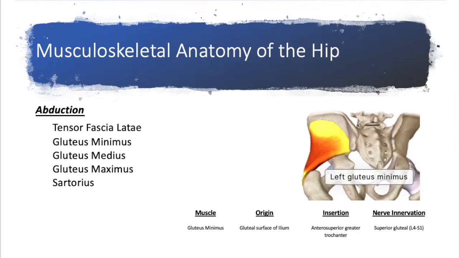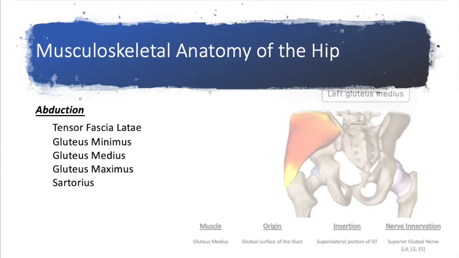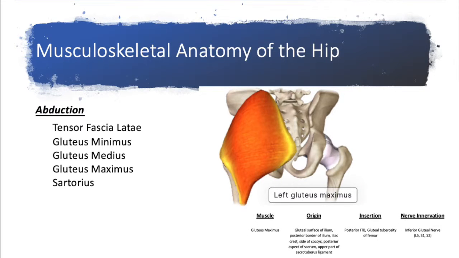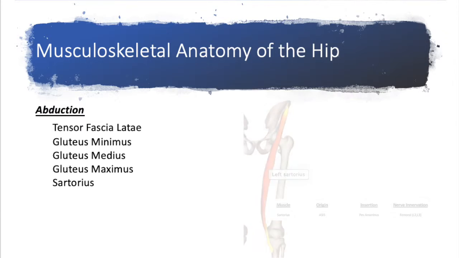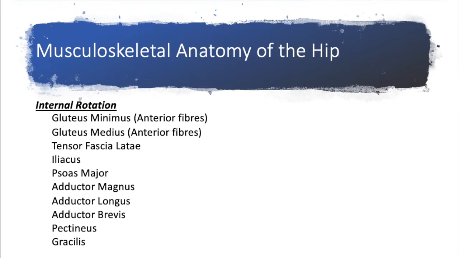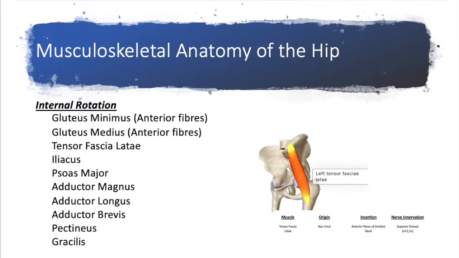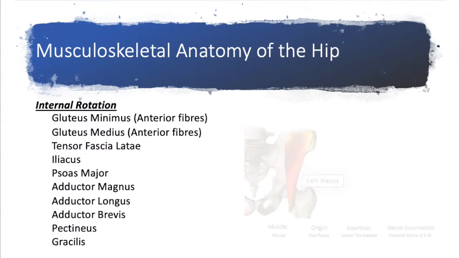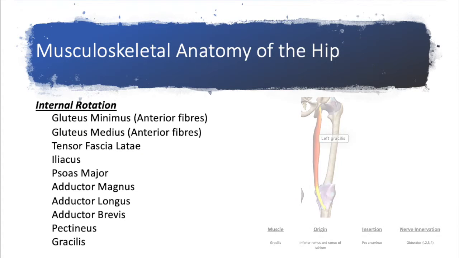Gluteus minimus, which originates at the gluteal surface of the ilium and inserts at the greater trochanter. Glute medius, glute maximus, and sartorius, which originates at the anterior superior iliac spine and inserts at pes anserine. During internal rotation, the anterior fibres of glute minimus, the anterior fibres of glute medius, tensor fascia latae, iliacus, psoas major, adductor magnus, adductor longus, adductor brevis, pectineus, and gracilis are all active.